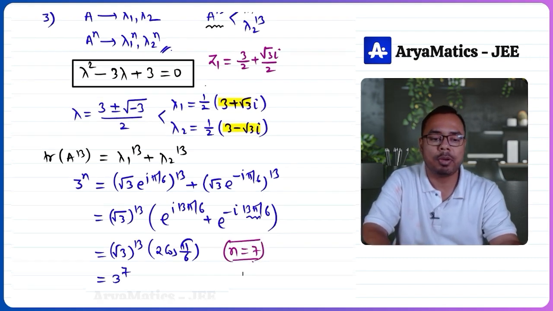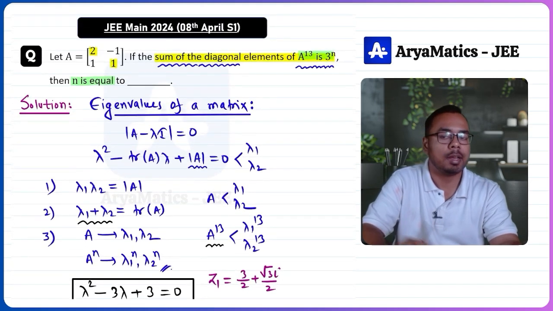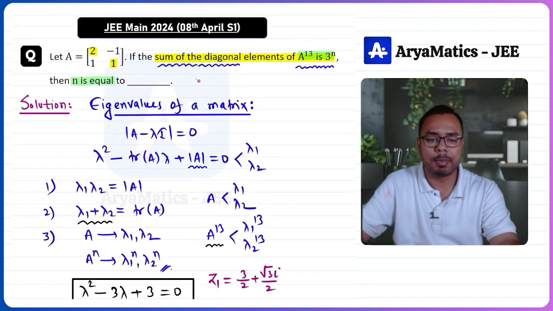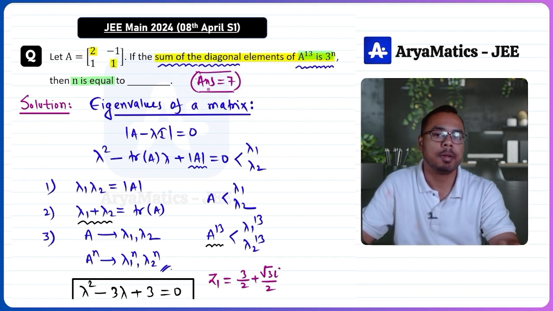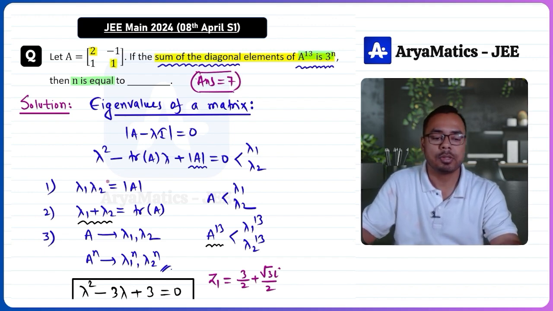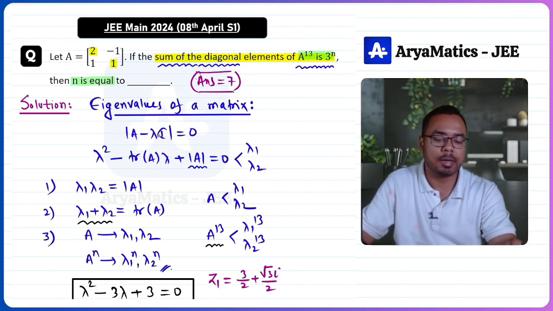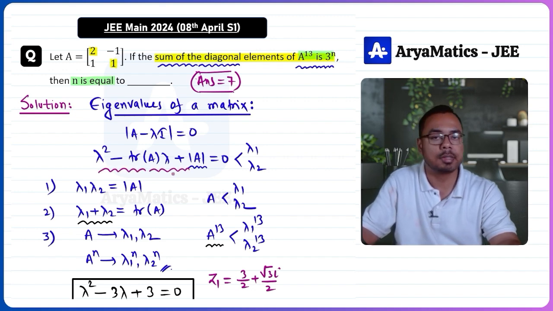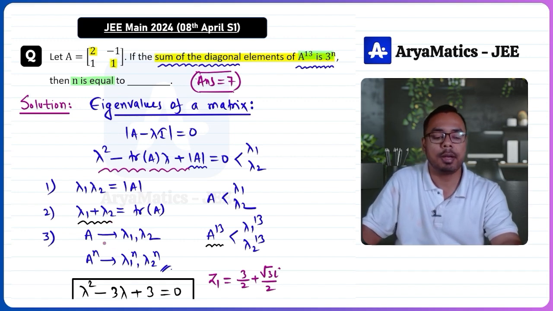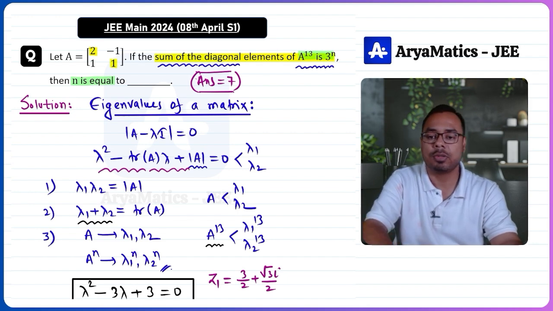So using this concept of eigenvalues, one can very easily solve this problem. And there are multiple PYQs in JEE Main as well as in JEE Advanced, where using this concept of eigenvalues, within a few lines you can solve these types of problems. So for that, just remember these three properties. First of all, eigenvalues are roots of the characteristic equation. For a 2 cross 2 matrix, this is the standard formula to write the characteristic equation. Sum of eigenvalues is trace, product of eigenvalues is determinant, and for A raised to n, the eigenvalues are lambda 1 raised to n and lambda 2 raised to n.